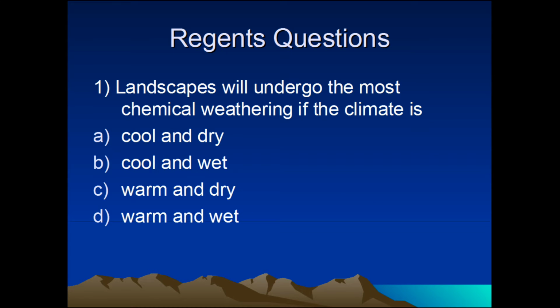So a couple quick readings questions. Number one, landscapes will undergo the most chemical weathering if the climate is what? Cool and dry, cool and wet, warm and dry, warm and wet. Landscapes will undergo the most chemical weathering if the climate is warm and wet.